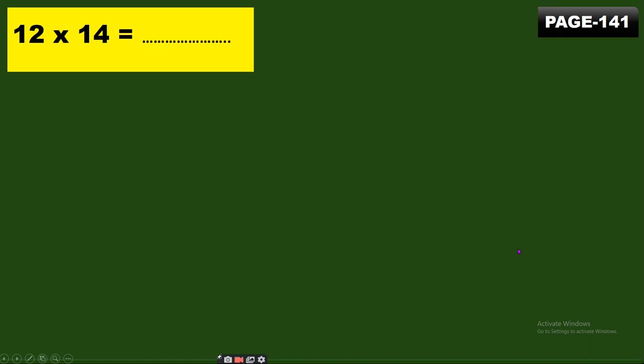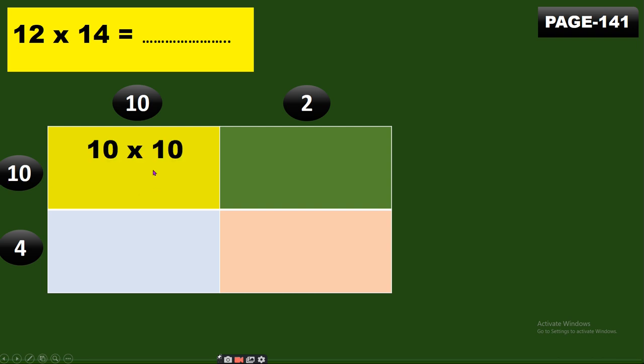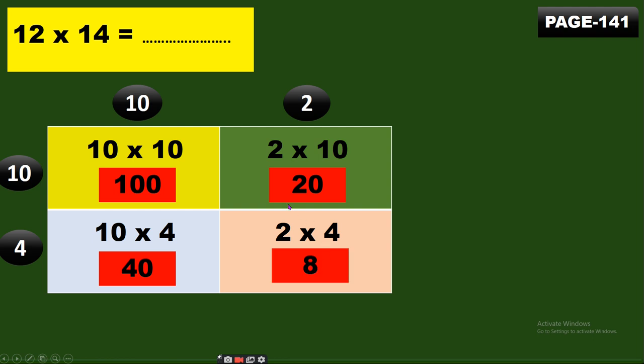12 multiply by 14, 2 digit multiply by 2 digit, so 2 box multiply by 2 box. 12 equals 10 plus 2, and 14 equals 10 plus 4. Okay, here in standing line we get 10 and sleeping line also get 10, so 10 tens are 100, 2 tens are 20, 10 fours are 40, and 2 fours are 8.